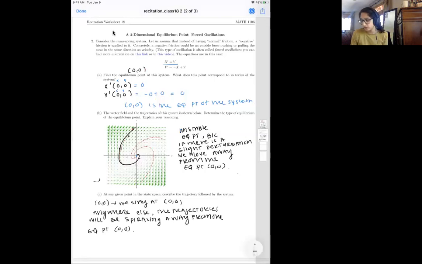We have an equilibrium point at 0, 0. And if we start at any other point besides 0, 0, our vector field is telling us that our trajectory will be spiraling away from that equilibrium point. All right, let me look at part D.